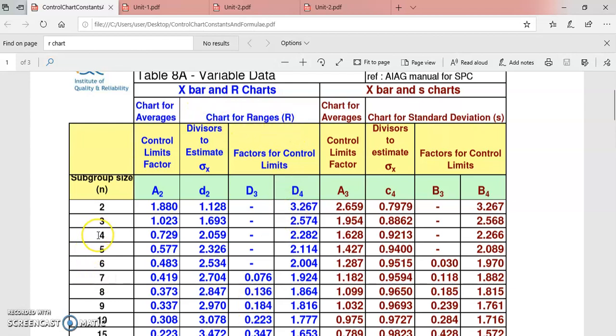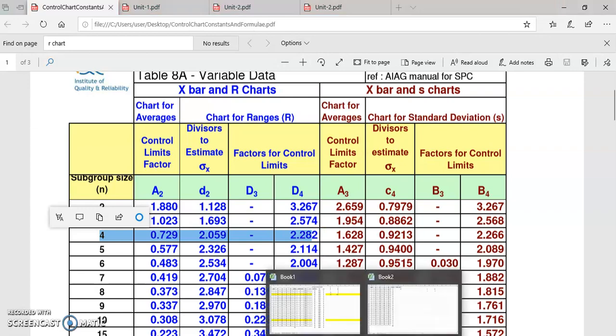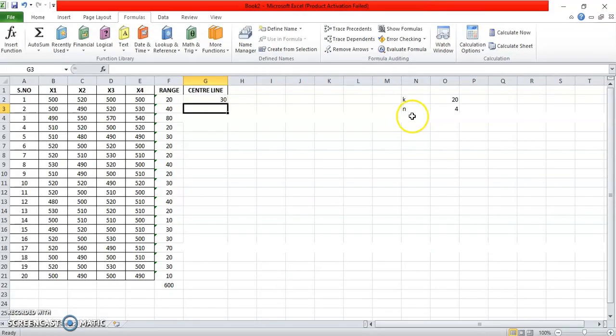Our subgroup size is 4, that is the number of observations we have is 4, and for that purpose the D3, D4 values will be used. You can see D3 value is 0 and D4 value is 2.282. So we just have to use these values here. So I'll write here your D3 and D4 values. So D3 we know was 0 and this was 2.282. So I'll just check it again, it's 2.282, correct? Okay, now for upper control limit and lower control limit.